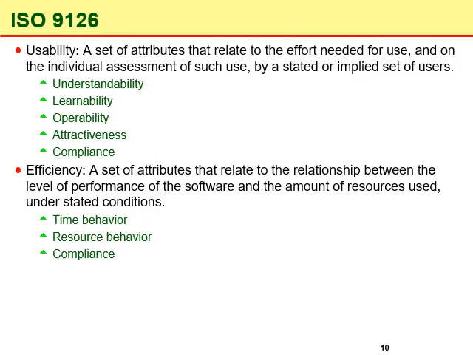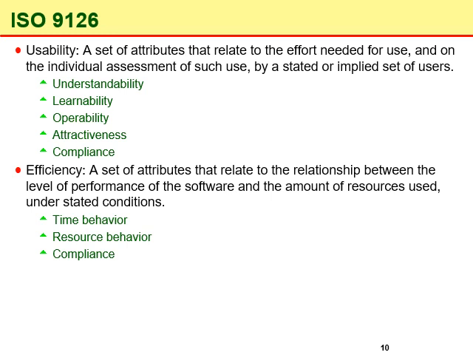The third factor of ISO 9126 is usability, which refers to a set of attributes that relate to the effort needed for use and on the individual assessment of such use by a stated or implied set of users. Usability has several sub-factors that include understandability, learnability, operability, attractiveness, and compliance.